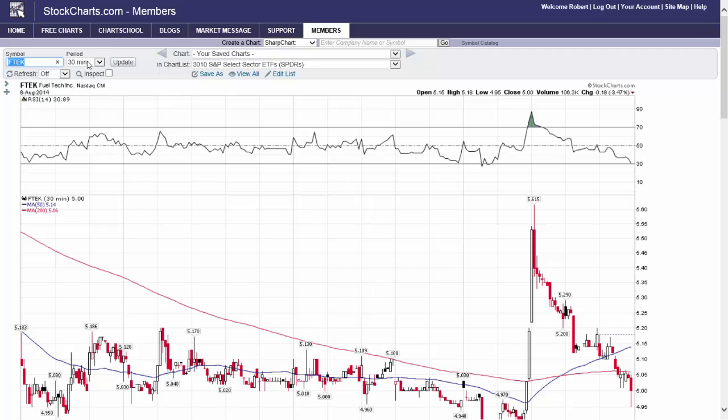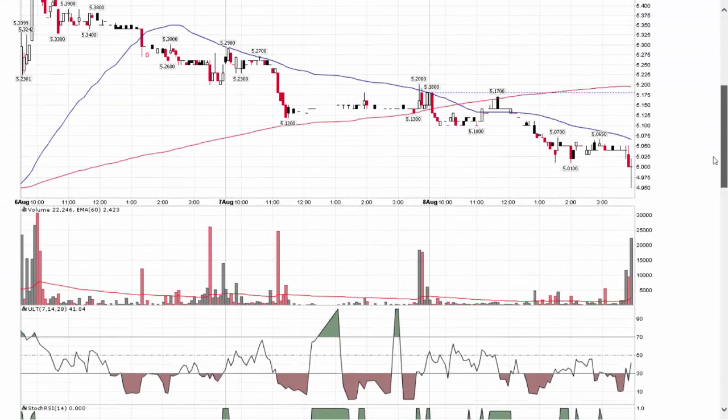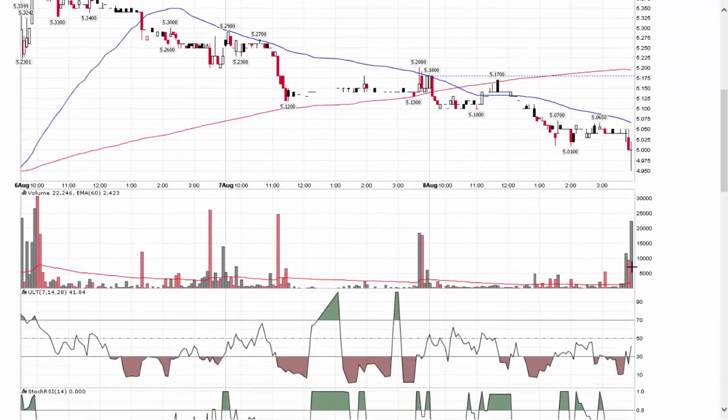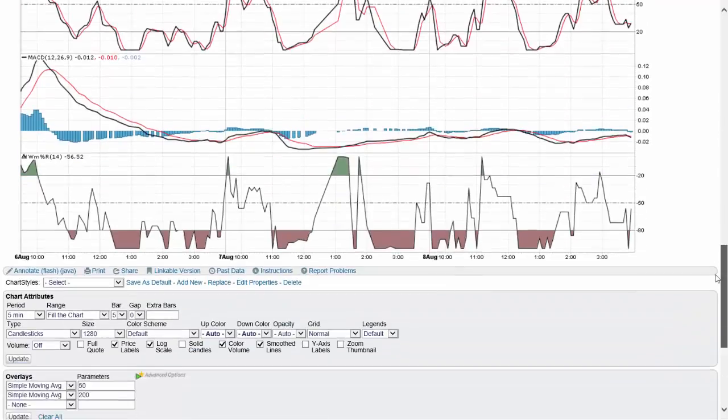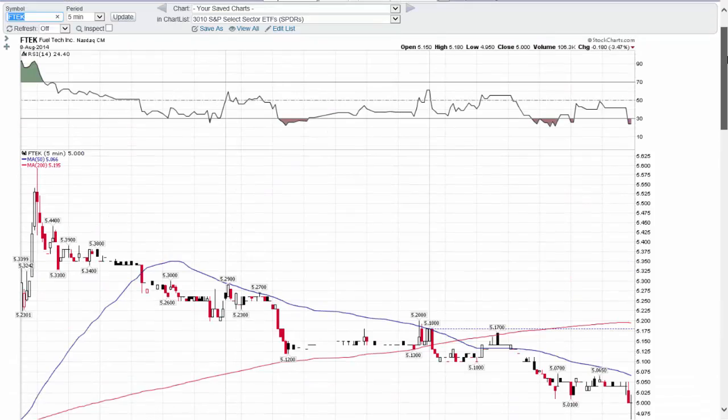My guess is that if we drill down to a 5-minute chart, we're going to see some up volume bars in the final minutes of trade. And there you have it. All right, so somebody came in, final few minutes of trade, and bid the stock back up for $4.95. They saw some value in there, or it was a big short that was covering.